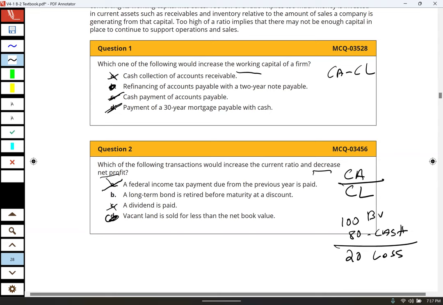Now you look at B. If long-term debt is retired before maturity at a discount, what happens? That means I'm going to take maybe $100 of debt off of my books, okay? And, I'm just making these numbers up, guys, but at a discount, it only costs me $90 cash. That difference is a gain, isn't it? So it's not going to decrease my profitability, and the long-term bond being retired is going to use up some cash. That's going to decrease my current ratio, not increase it.